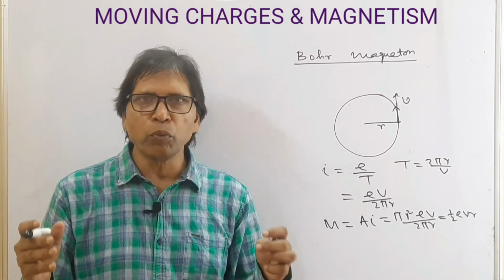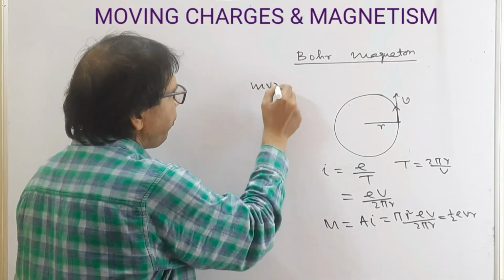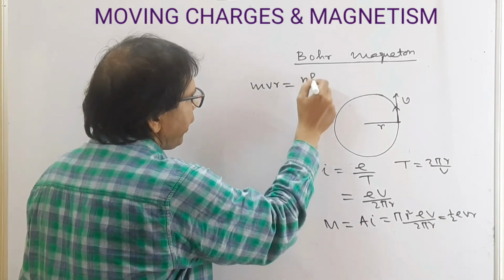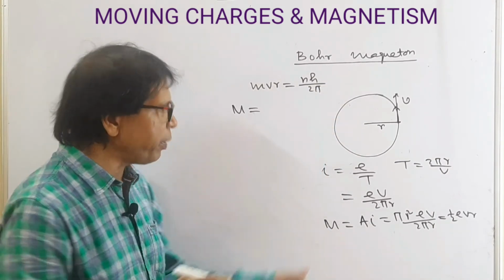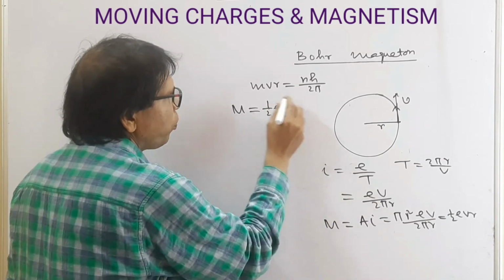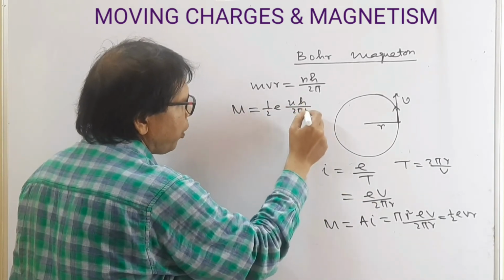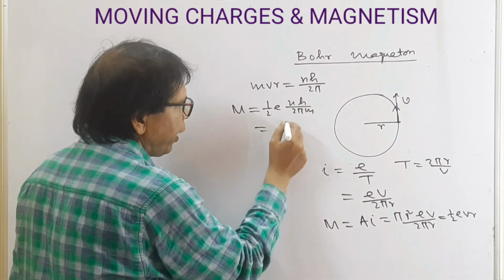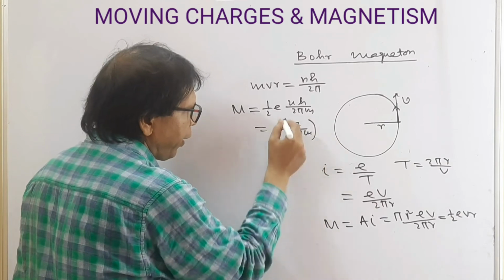Now according to Bohr's second postulate, the angular momentum mvr equals nh by 2 pi. Okay. So magnetic moment m equals half e into vr. So vr equals nh divided by 2 pi m. Okay. So this is neh by 4 pi m.